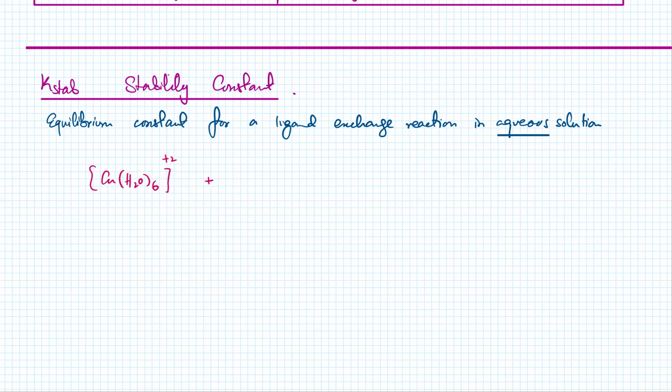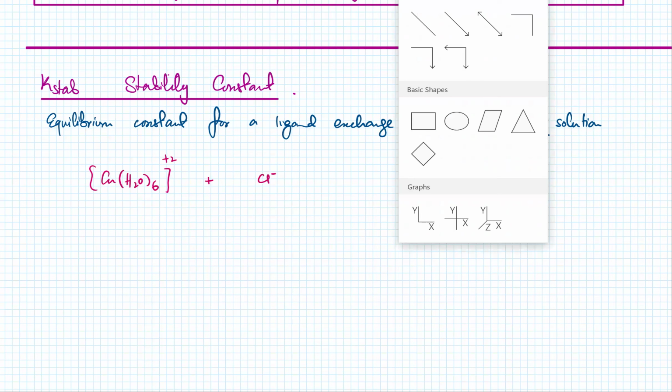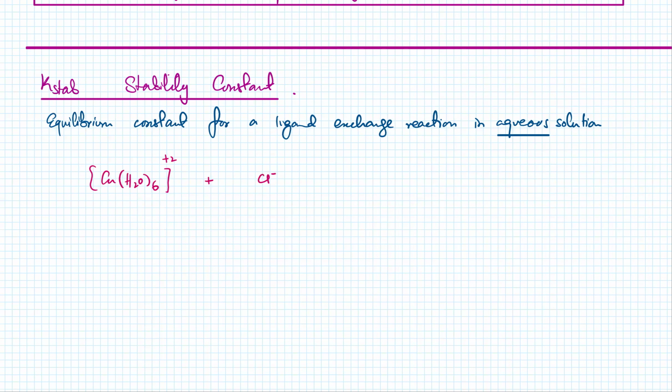And if I add a ligand to it and ligand exchange takes place, let's say I add concentrated HCl, it will become CuCl4, with 4 Cl. It's going to form a tetrahedral complex. It will have a charge of 2 minus, and the 6 water molecules are going to get knocked out. Okay, and I'm going to balance it. Now this is a ligand exchange reaction that's happening in an aqueous solution.